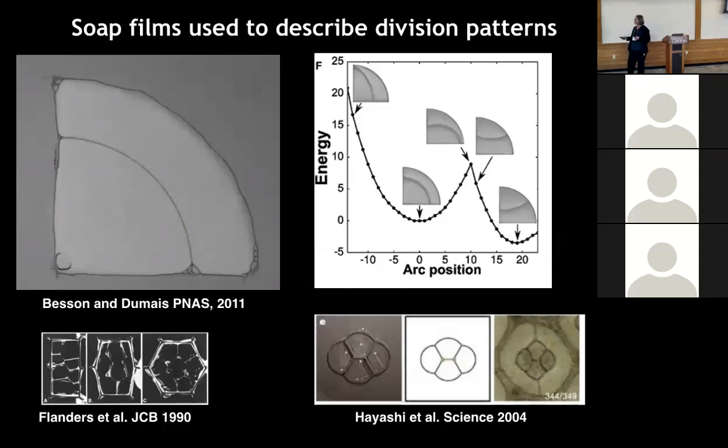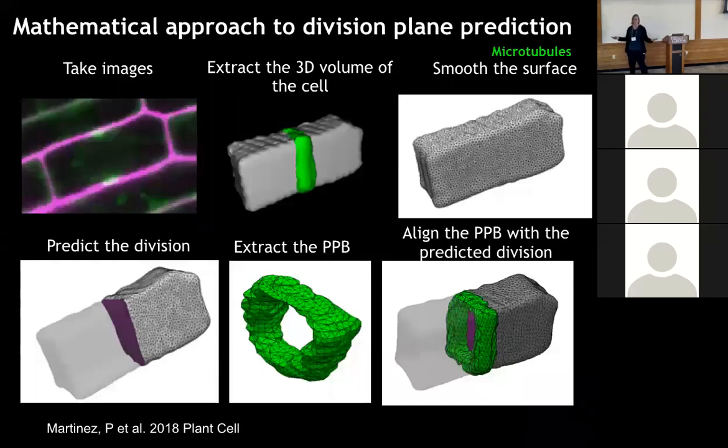And they've also been used to predict divisions in retinal cells, for example, in Drosophila. Where am I going with this? Okay, right, so how did we do this? Oh, you can't see it, that's a surprise.